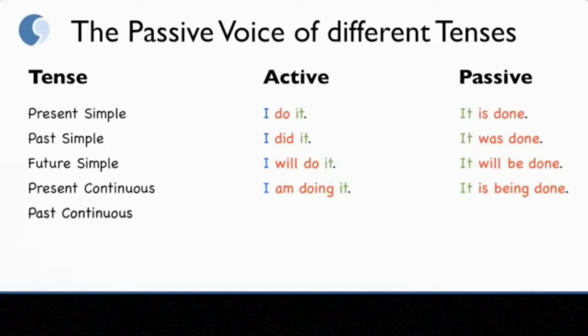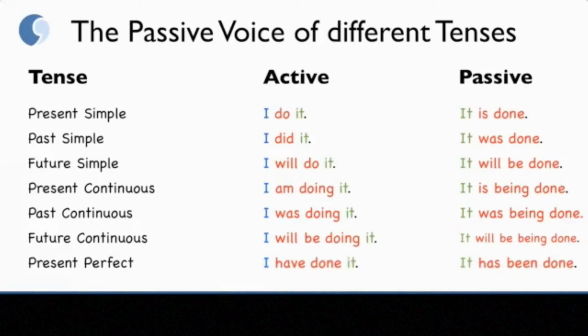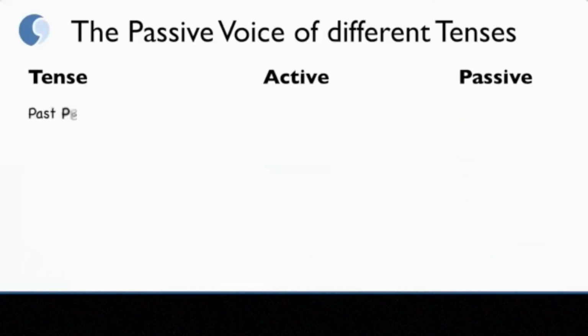Past continuous: I was doing it. It was being done. Future continuous: I will be doing it. It will be being done. Present perfect: I have done it. It has been done. Past perfect: I had done it.